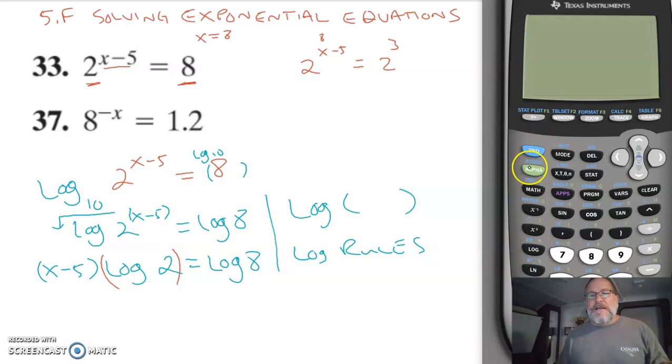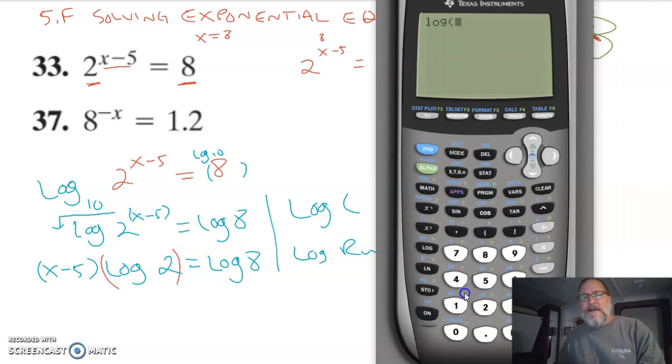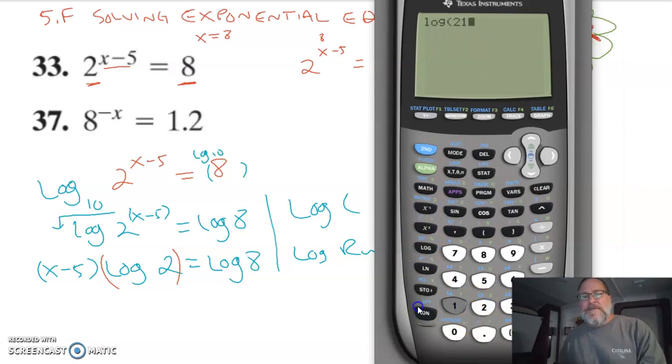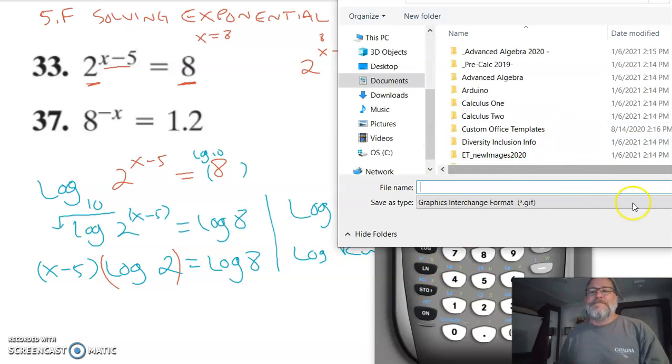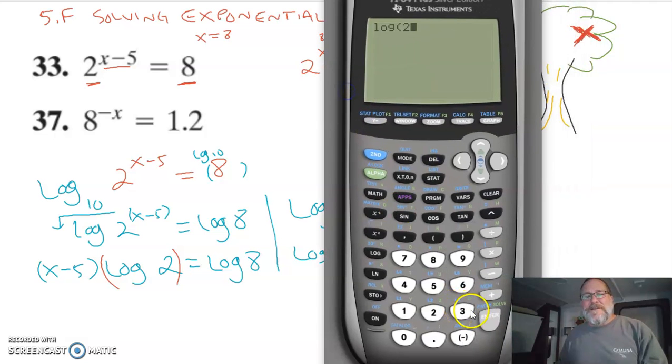Log 2. I'm just going to turn the calculator on here, and I'm just going to do log, and I'm just going to do 2, and hit enter. Okay, I'm trying to show this on the calculator and I can't see it. There it is. See how it's just some decimal number? Log 2 is just some decimal number.